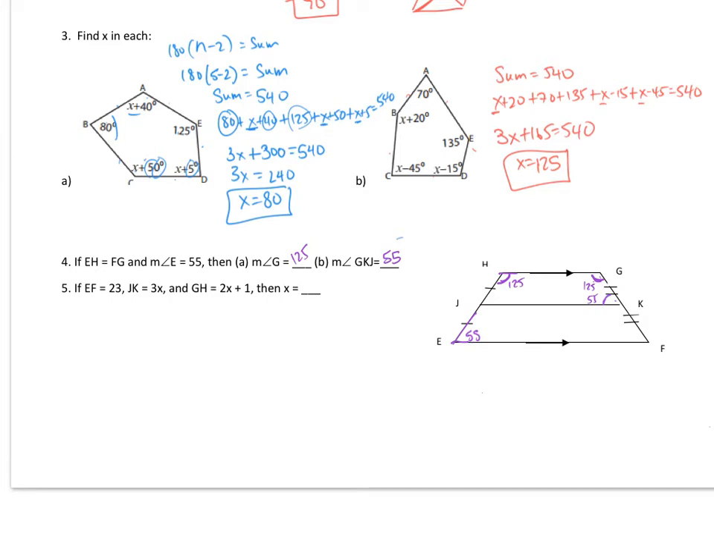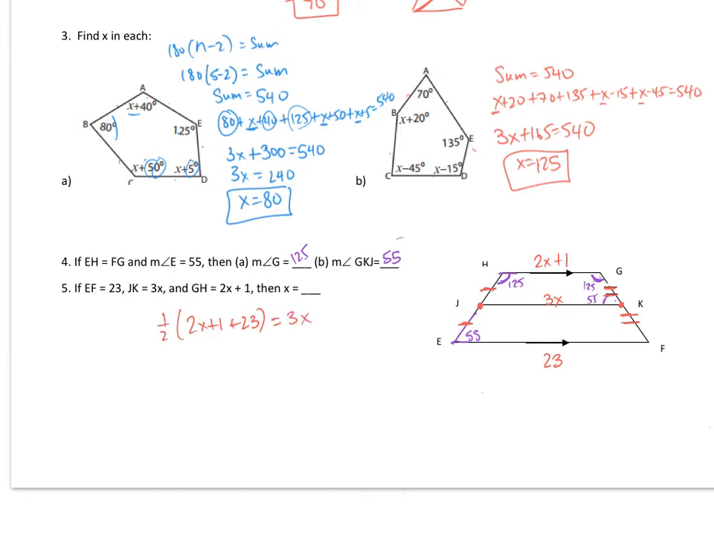Okay, number 5. If EF is 23 and JK is 3x and GH is 2x plus 1, then x equals what? Well, we know that this is a median. It's a mid-segment because they tell us these are congruent on this end and these are congruent on that end. So that's a mid-segment, which is a median. So that means if I take the 2x plus 1 plus the 23 and take half of that, that should equal 3x.